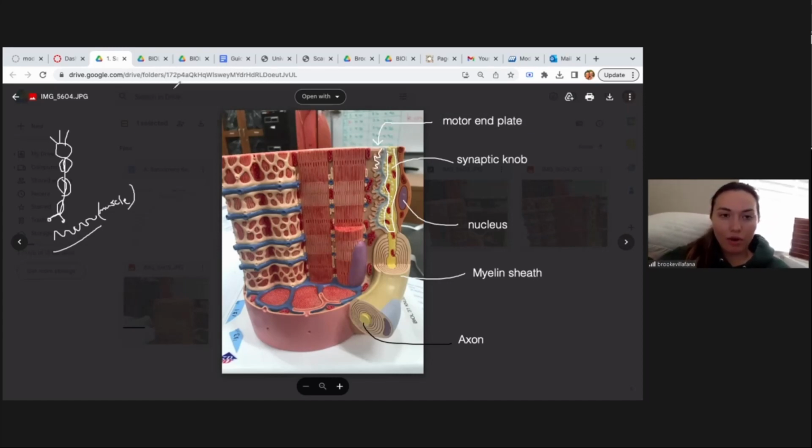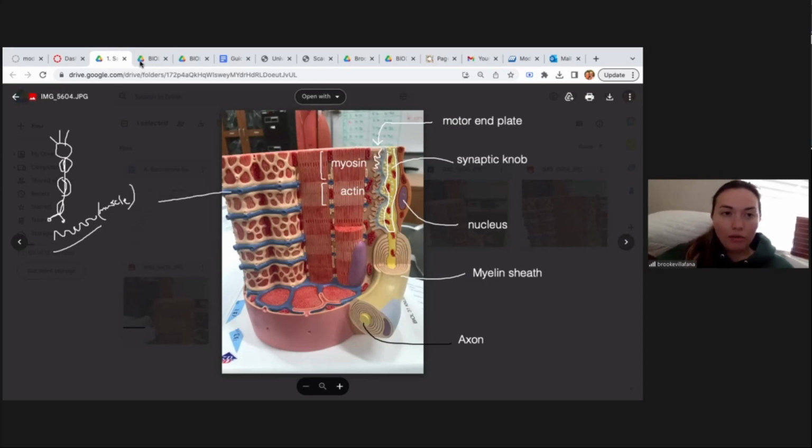Then we have our myosin and actin. You remember your myosin. That's this dark portion, and then your actin. So the myosin is this segment. The actin is this segment, myosin and actin.